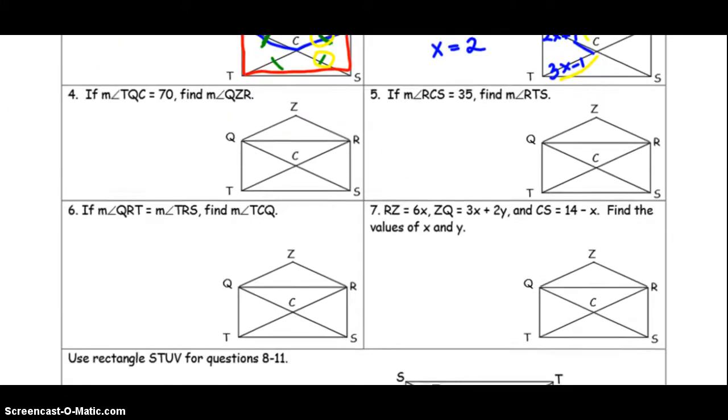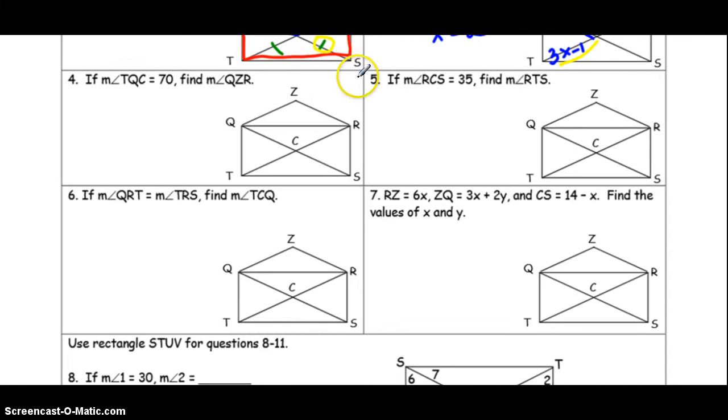Problem 4. If the measure of angle TQC is 70, find the measure of angle QZR. So let's mark our diagram. Let's see, this is 70 right here. We have no other markings. Well, again, what do we know about a rectangle? Well, we know that all the diagonals of a rectangle are congruent. So let me just mark that right here.